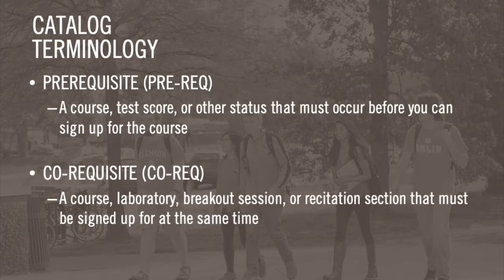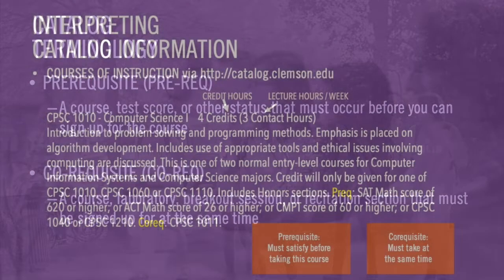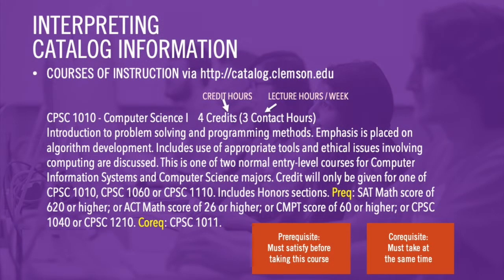To review these concepts for our CPSC 1010 Computer Science 1 class, students are required to have the following prerequisite: a Clemson Math Placement Test score of 60 or higher, or an SAT Math score of 620 or higher, or an ACT Math score of 26 or higher, or have taken CPSC 1040, or have taken CPSC 1210. In addition, students must also sign up for the CPSC 1011 lab component of the course as a co-requisite.